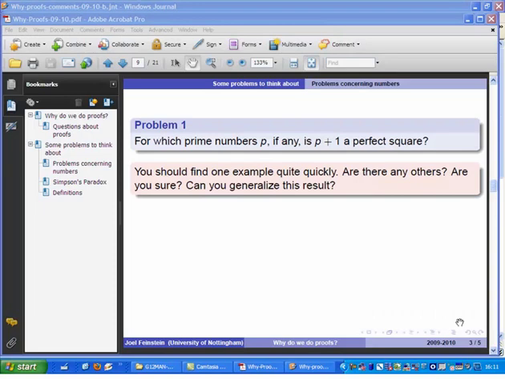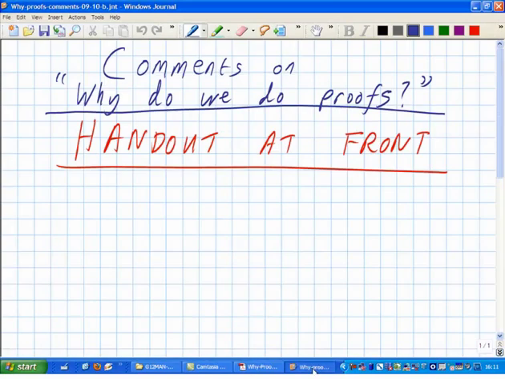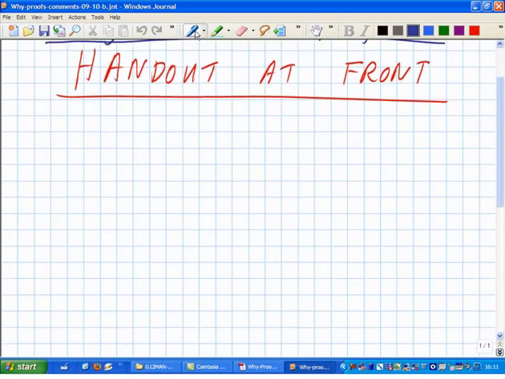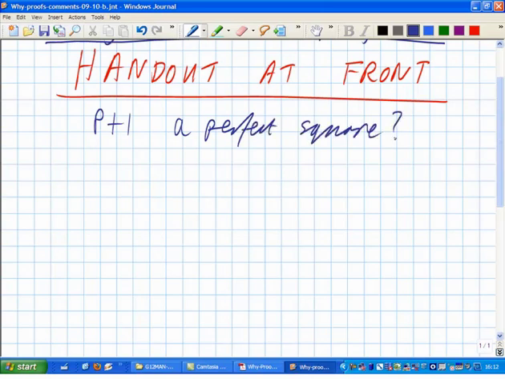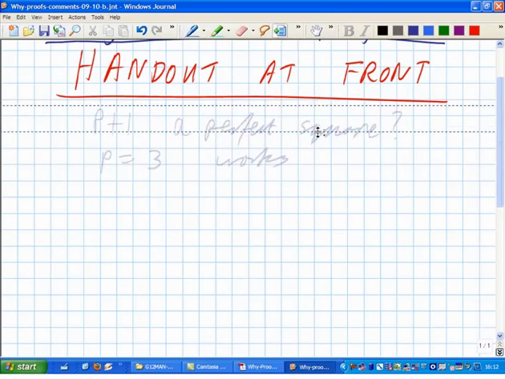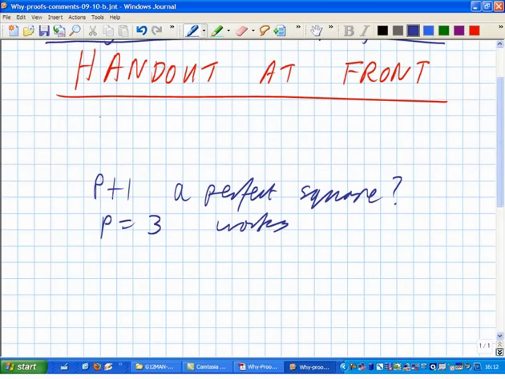Okay, so let's find out how people have got on with that. Let's pick up my comments document. I'm pretty sure everybody found out that 3 works. So this is p plus 1 a perfect square. p equals 3 works. This is problem 1, of course.